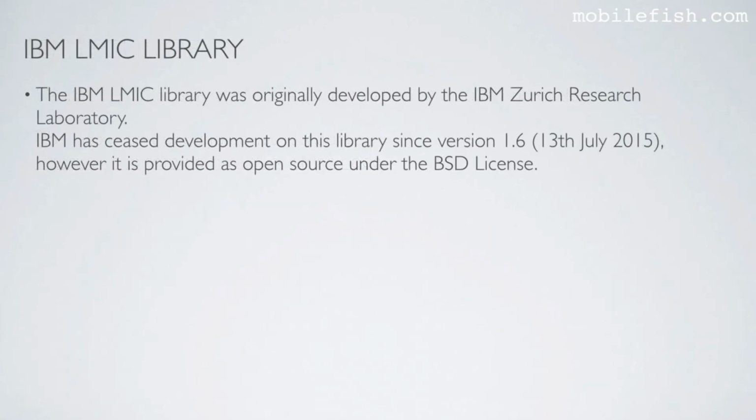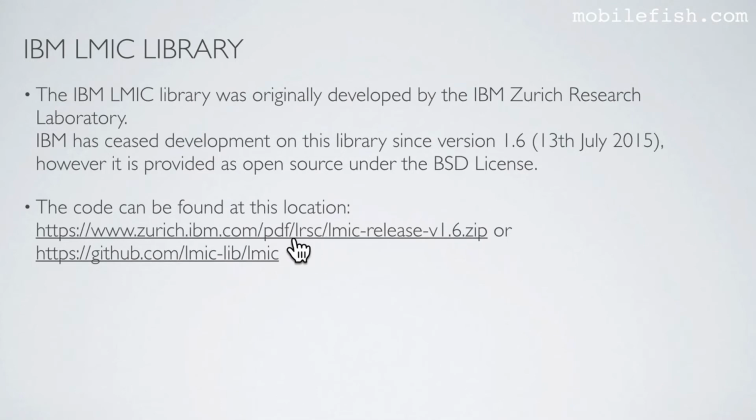The IBM LMIC library was originally developed by the IBM Zurich Research Laboratory. IBM has ceased development on this library since version 1.6. However, it is provided as open source under the BSD license. The code can be found at this location or this location. This library, however, does not support Arduino platforms.